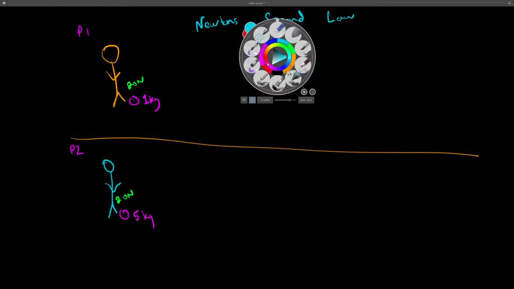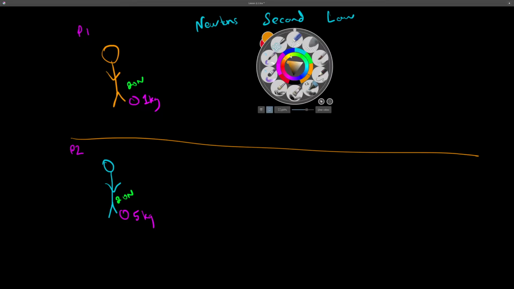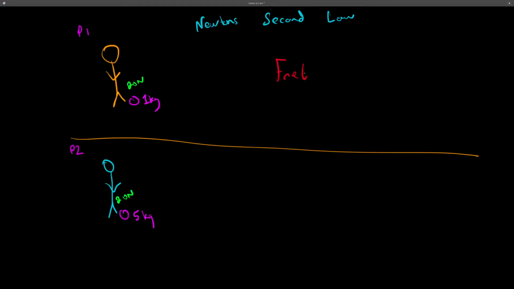And it states that the F net, we'll draw it in red, the F net is equal to the mass of an object, so m, multiplied by its acceleration. So we can actually see Newton's second law at work here. For example, if I shoot the ball at 20 newtons, the mass of the object being 1 kg, we can calculate the acceleration, which is going to be an acceleration of 20 meters per second squared. That's for the first ball.